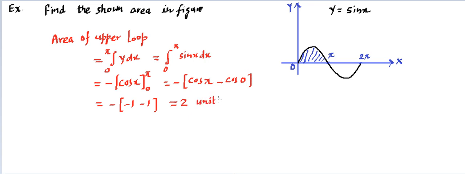Units means whatever the units are. If it is SI unit, we can say meter square or centimeter square, or similarly for other units. So the area of the upper loop is going to be 2 units, right? So this area, which was otherwise difficult for us to calculate, we are able to find easily using the concept of integration.